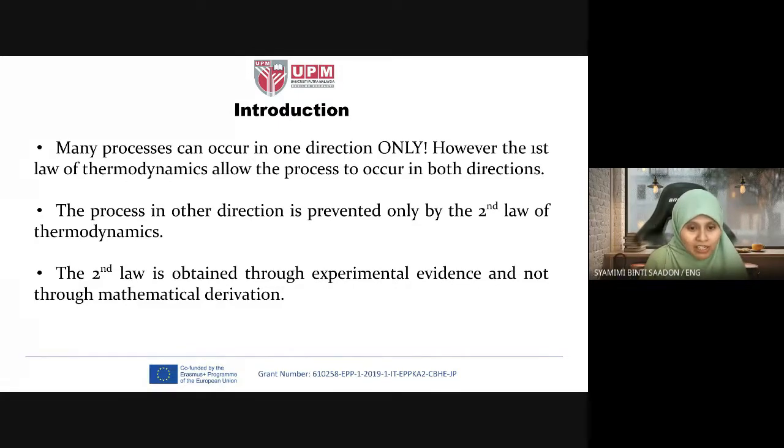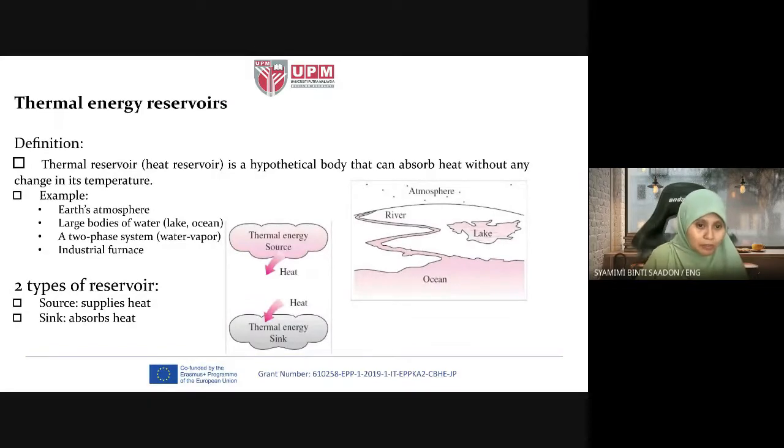The second law is obtained through experimental evidence and not through mathematical derivation. It means that in actual cases, we saw that this situation is impossible. So that's how we came up with this second law of thermodynamics, to define the quality of the process, the quality of the energy. These are very important. Actually all slides today are very important, so please focus, because it will determine your understanding of the next few chapters.